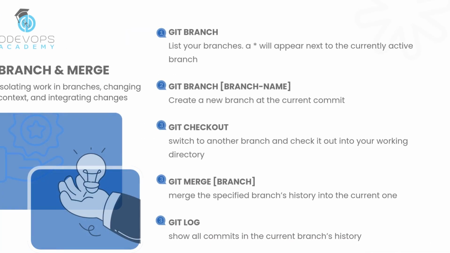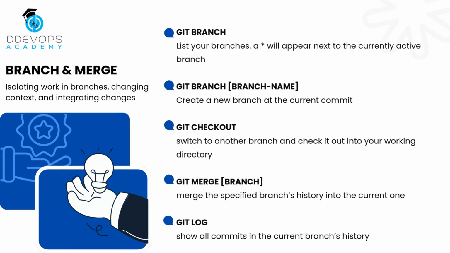In Git, branching lets you isolate your work. Use git branch to list all branches. An asterisk marks the active one. To create a new branch, run git branch name. Switch between branches using git checkout. When you're ready to combine changes, use git merge branch to integrate another branch's history into the current one. And with git log, you can review all commits in your branch's timeline.